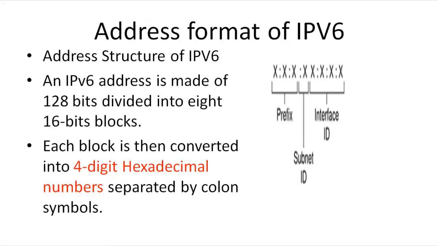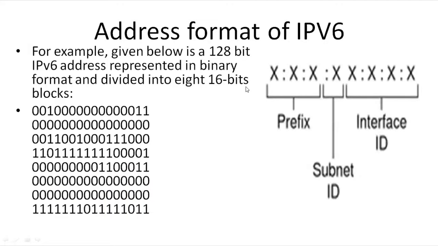It is a 4-digit hexadecimal number. That means you will use hexadecimal numbers. What is the range of a hexadecimal number? The range is 0 to 9, and after that A, B, C, D, E, F, up to F. You separate the different blocks by a colon. That means for each and every block you use a colon. For example, 128 bits are there.